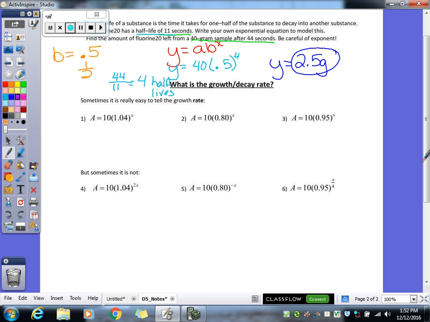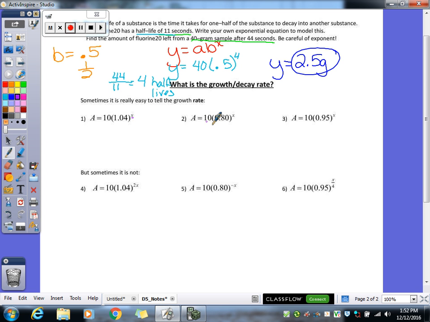All right. And then our last part of our notes today is a commonly asked question: what kind of growth rate or decay rate do the problems possess? So you have to be able to look at your equations and tell, first of all, whether it's growth or decay, and then what is the rate of growth or decay. So sometimes it's really easy.